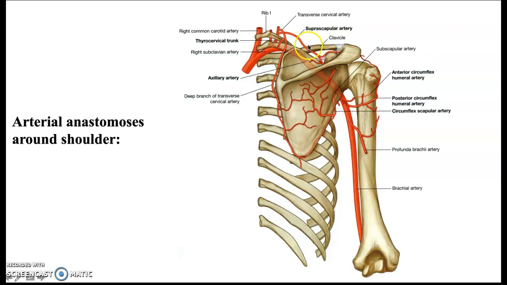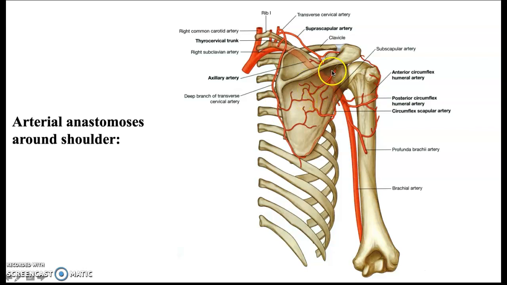And the suprascapular artery is a branch of thyrocervical trunk. You can see here, we will be talking about those vessels later. So anyway, the branches of arteries that take part in this anastomotic network are the suprascapular artery. Another one, this one is a deep branch of the transverse cervical artery, which is a branch of transverse cervical artery. And you can see this anastomotic network between those two arteries.